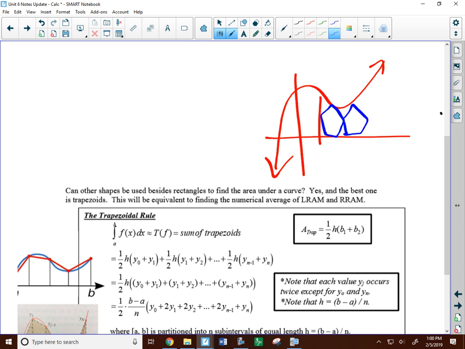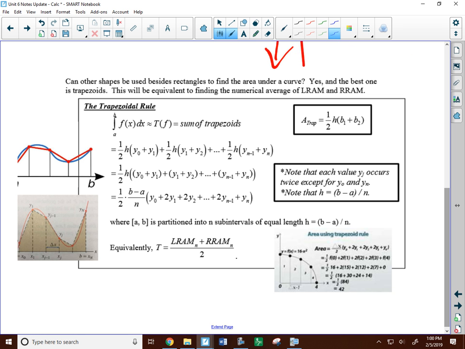The one that is pretty good though is trapezoids, and there is a rule that we'll do for that. Here's 2 diagrams of that. You can see it looks pretty good here, right? Doesn't miss a lot of the space, but it still misses. So not bad. This rule is actually identical to doing the average of the left and right RAMs, which on the next page we're going to do one example, and I'm going to show you that.